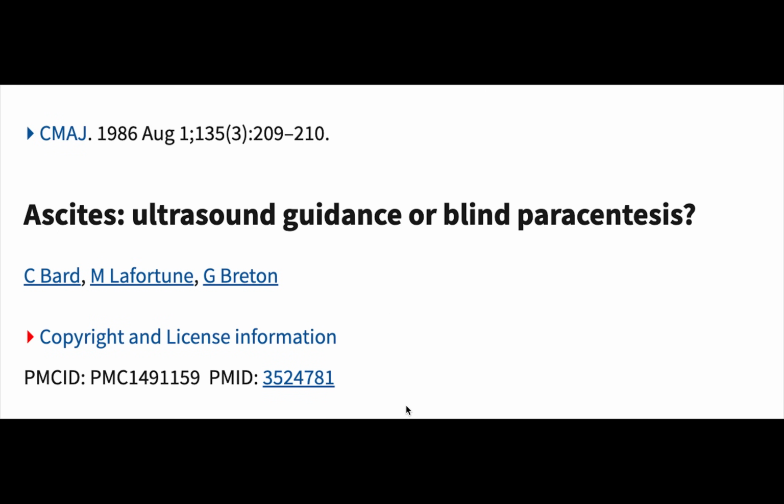So this is another study. This dates back to 1986, just showing this research has been around for quite a long time, 30 years before this procedure was done on child O, in fact. This is Ascites, ultrasound guidance or blind paracentesis by Bard, Lafortune and Breton.